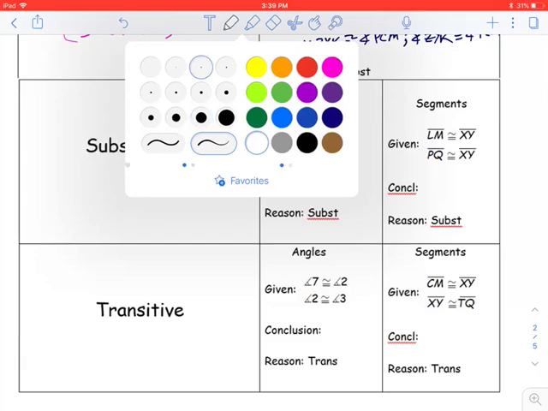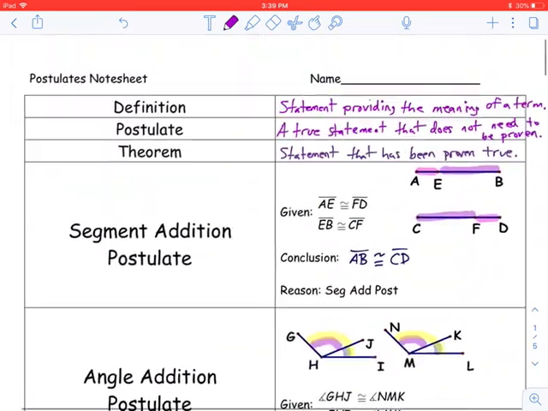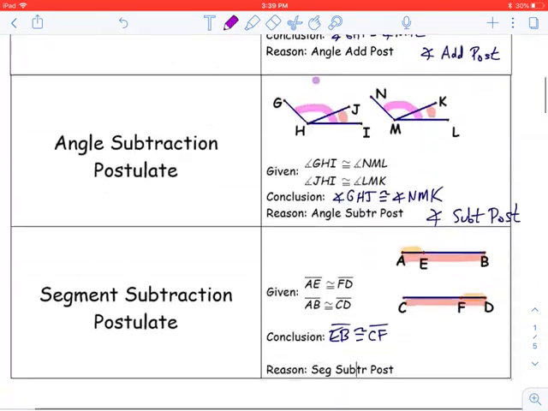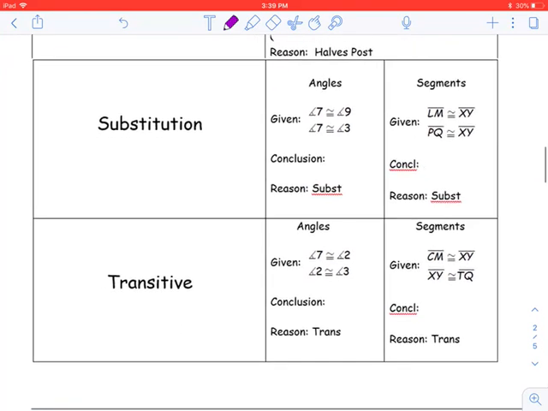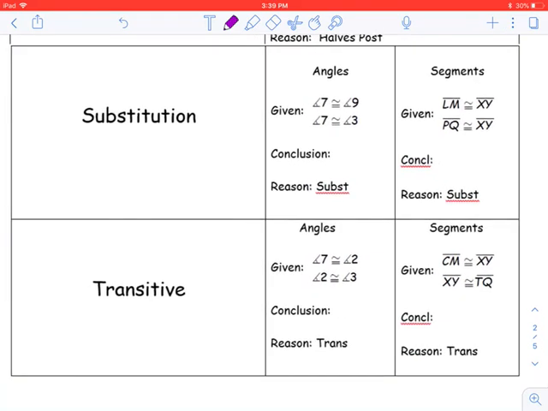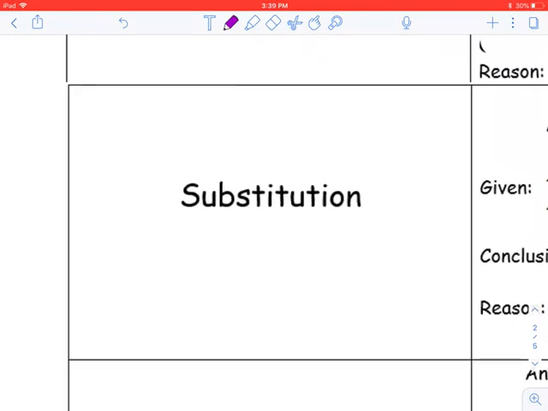All right, geometry. So we're talking part 2 of our postulates notes. So we already did all this stuff. If you're a little behind, you need to go back to part 1 and watch that. Okay. So for substitution, we are going with these two examples, angles and segments.